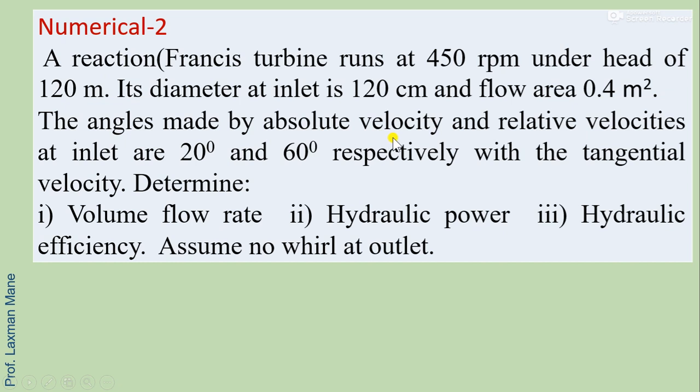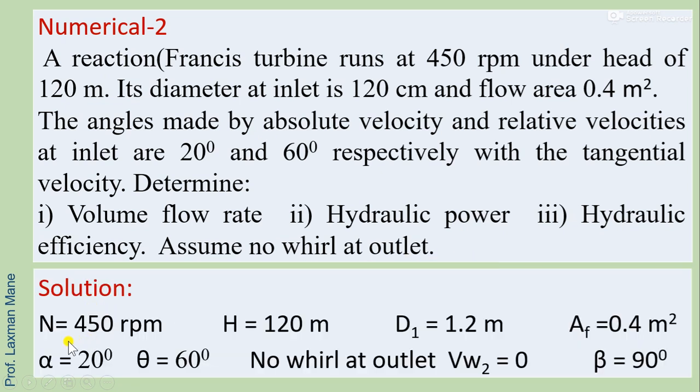The angles made by absolute velocity and relative velocity, means alpha and theta, are given with tangential velocity. Determine volume flow rate, hydraulic power and hydraulic efficiency. And there is no work at outlet. So as per this, we can summarize the parameters: speed, head, external diameter, flow area, angles at inlet, no whirl, that's why beta is 90 degree, and VW2 is 0.